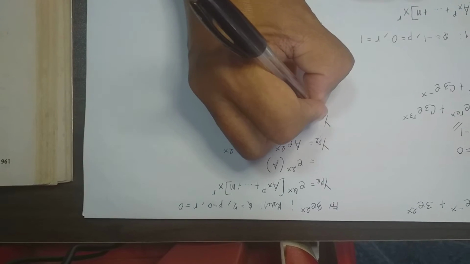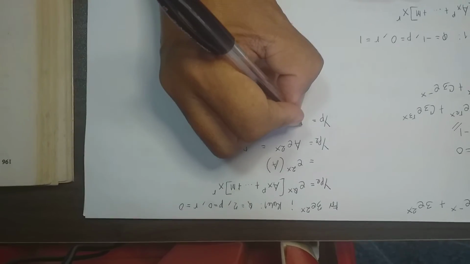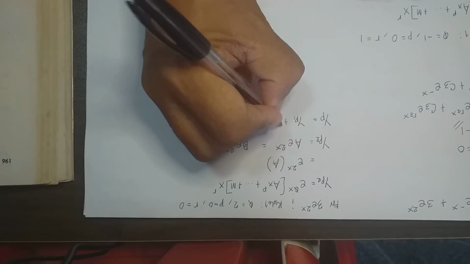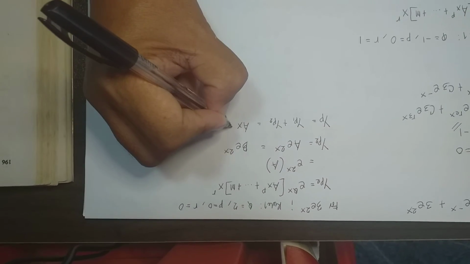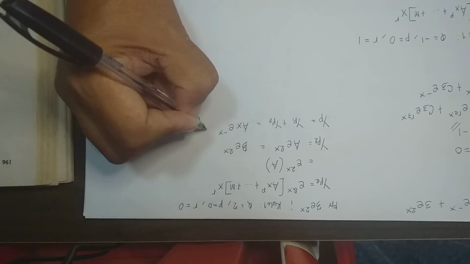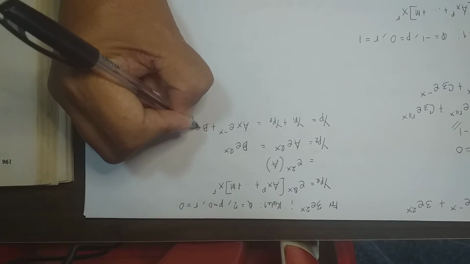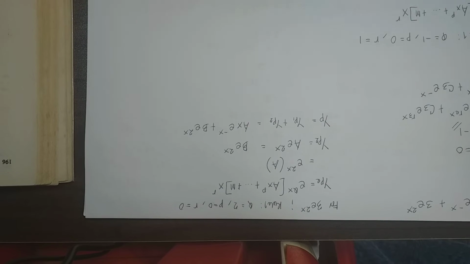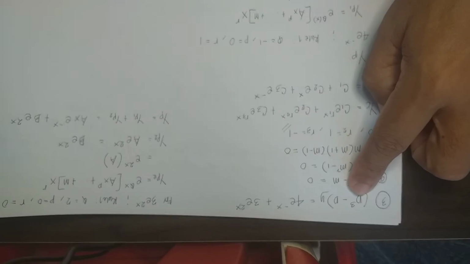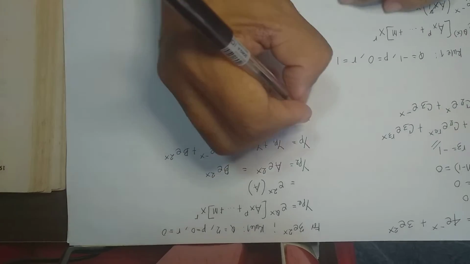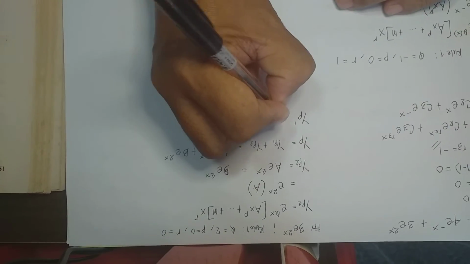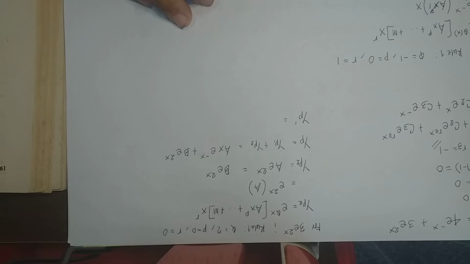So what is the total value of yp? That is yp1 plus yp2. And this is ax e to the negative x plus b e to the 2x. That is yp. Okay? We have third derivative here, d3. So we have to differentiate this 3 times.